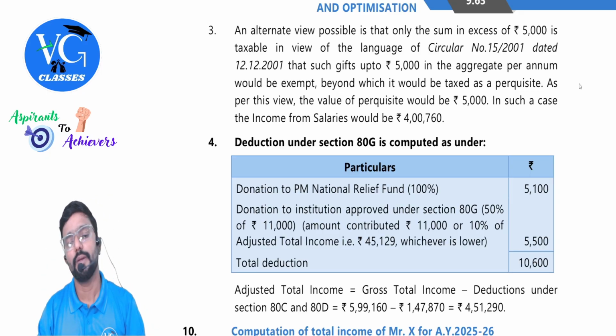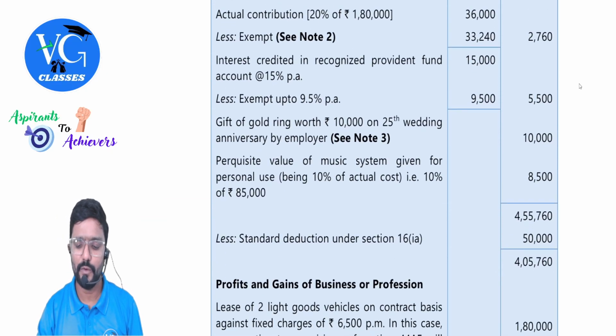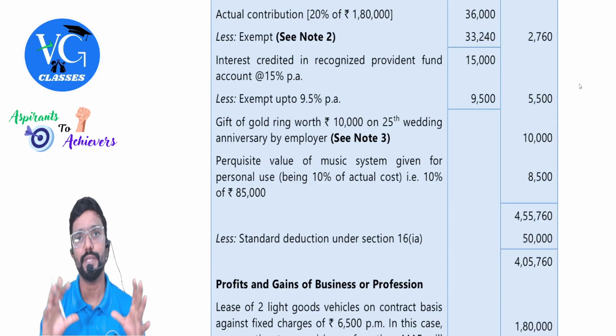Okay, now? Yes, so we have taken the entire 10,000. This is the right view, go with this. When the value of the gift is more than 5,000, the entire value is taxable.